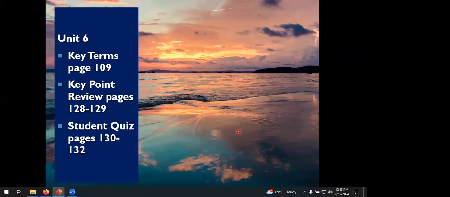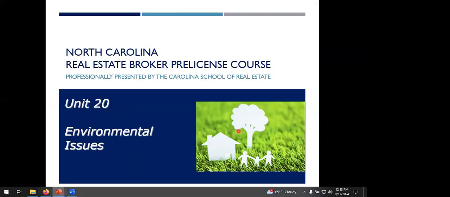So as mentioned, we start skipping around in the book a little bit. So now after Unit 6, we're going to fast forward just a bit. We're going to go check out Unit 20. Unit 20 in your book starts on page 521. Unit 20 is addressing environmental issues. How many of you had a chance to look at Unit 20 before class today? A few of you. Again, highly recommend we look ahead.